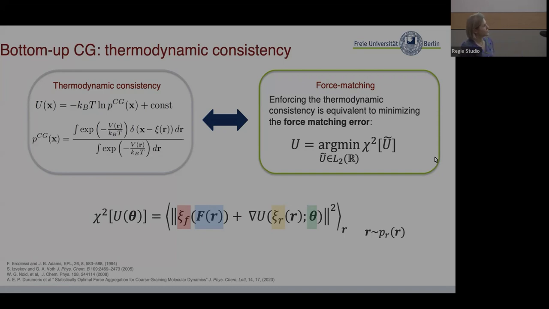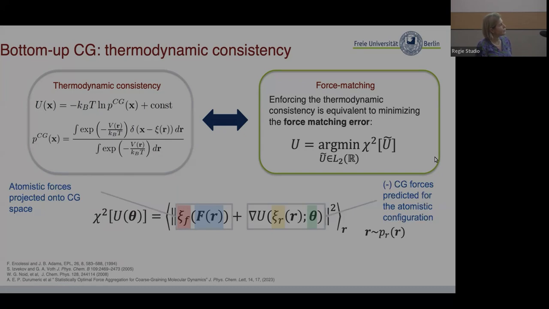So if you define this functional, u is the potential you want, the coarse grain potential. You have a gradient, so this is a force. And here, F is the atomistic force, the force of the microscopic model, projected with this operator onto the coarse grain space. This is the atomistic coordinate projected with this operator into the coarse grain space. These are parameters. This is called force matching because you need to match the forces.